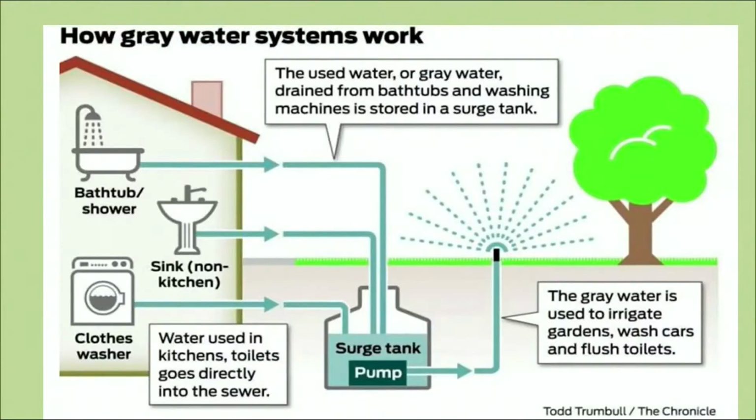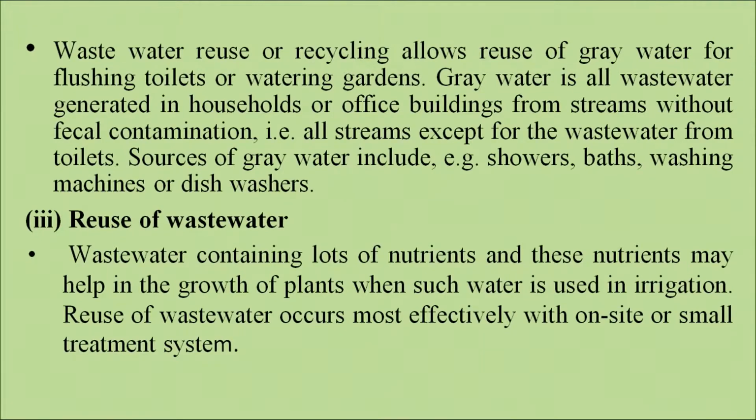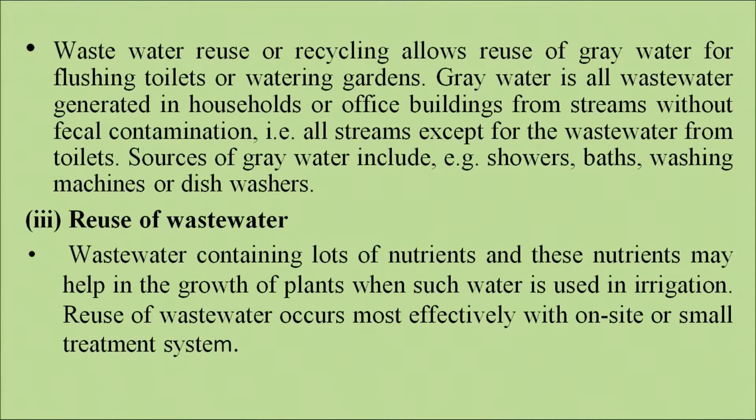This is a picture, rather a schematic diagram, showing the use of grey water. Wastewater reuse or recycling always reuses the grey water, for flushing toilets or watering the garden. Grey water is all wastewater generated in household or office buildings from streams without fecal contamination, that is, streams except for the wastewater from toilets. Sources of grey water include showers, baths, washing machines and dishwashers.